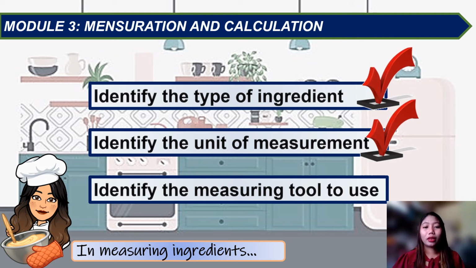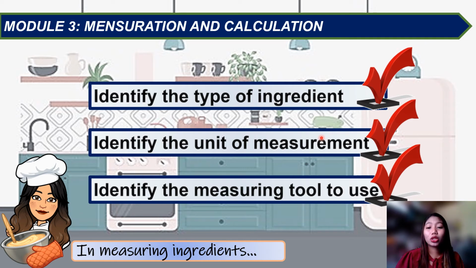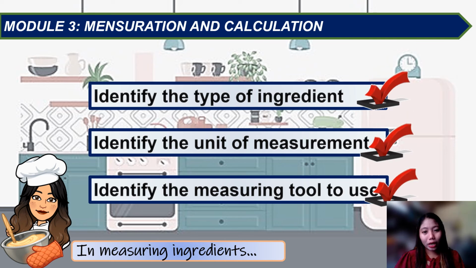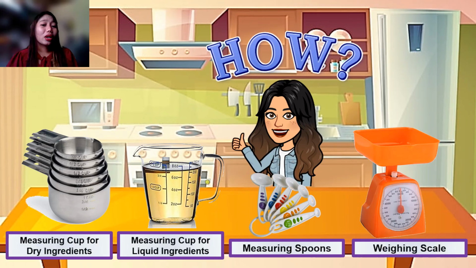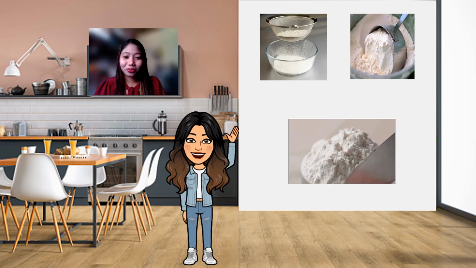So, we are done identifying the type of ingredient, the unit of measurement, and the measuring tool to use. If you already identified these things, then you can start measuring your ingredients and achieve that accurate measurement for perfectly cooked food. Now, the question is, you already have your measuring tools. Now, the question is, how? How are you going to use these measuring tools in measuring your ingredients? So, let me show you.